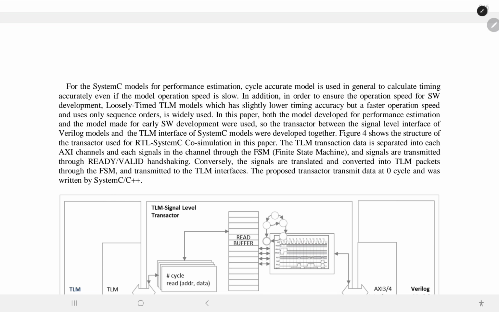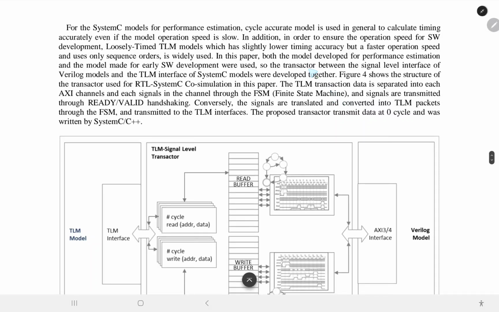In this paper, both a model developed for performance estimation and a model made for early software development were used. The transactor between the signal-level interfaces of the Verilog models and the TLM interface of the SystemC models was developed together. Figure 4 shows the structure of the transactor used for RTL signal, RTL SystemC, and co-simulation in this paper. The TLM transaction data is separated into each AXI channel, and each signal in the channel through the FSM, finite state machine, and the signals are transmitted through the ready-valid handshaking.